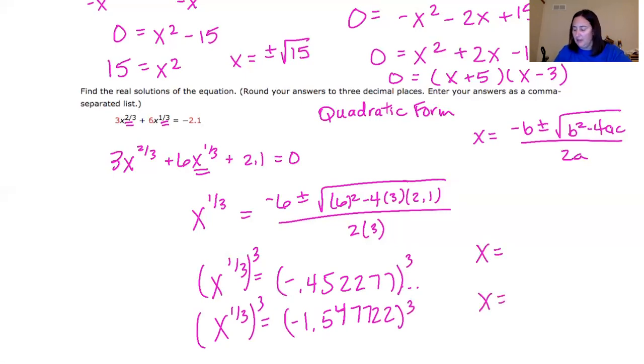So if you take your negative 1.547722 and we raise that to the 3rd power, we get a negative 3.71 if we're going to 2 decimal places. Actually, it says 3 decimal places. So if we go a little farther, we would say negative 3.707. And if we do the other one the same way, so we're going to take our negative 0.452277 and we're going to raise it to the 3rd power. That's going to give me a negative 0.093. And those would be our 2 solutions.